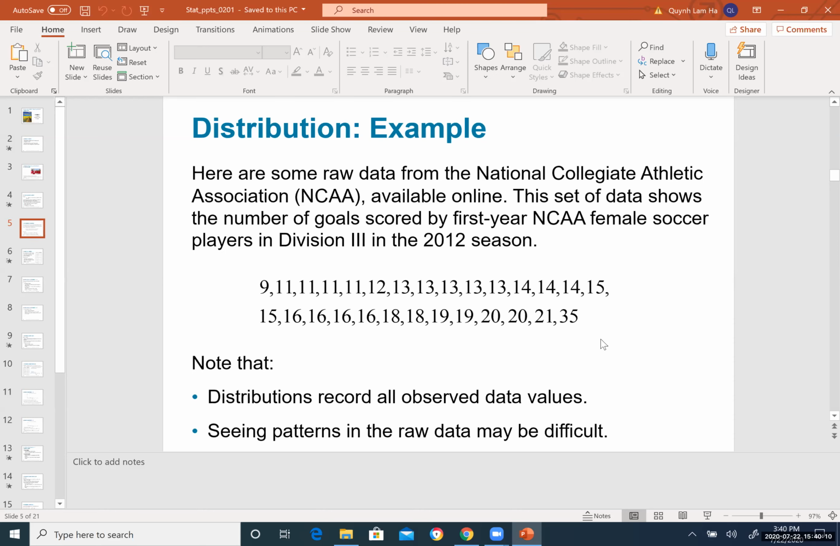And right here, they say, note that a distribution records all observed data values. So these are all the observed data. Another word they call this data is a sample, okay?